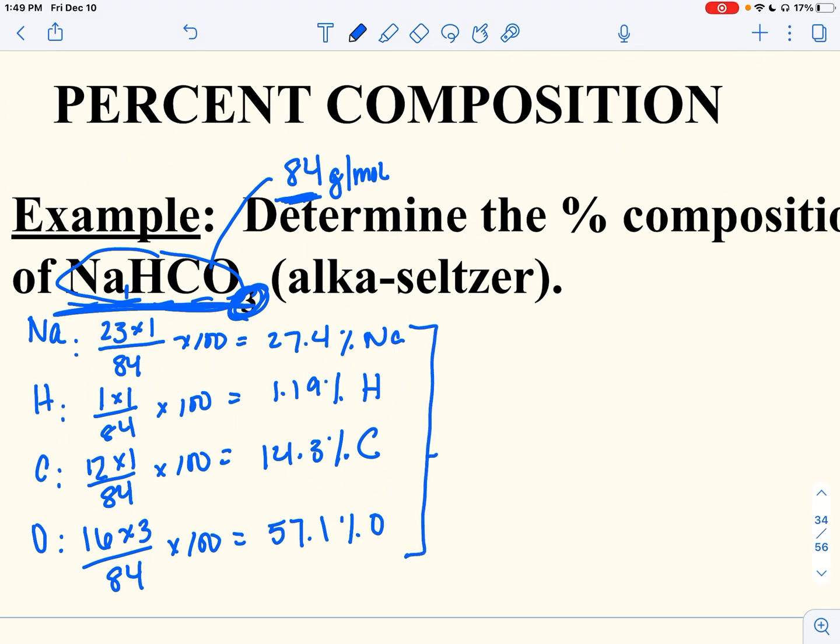If you're asked this type of question where it has an entire compound, all of these should add up between 99 and 101. For this one, it's going to be 99.99% if you add that all up. But because we round them, it should be between 99 and 101.